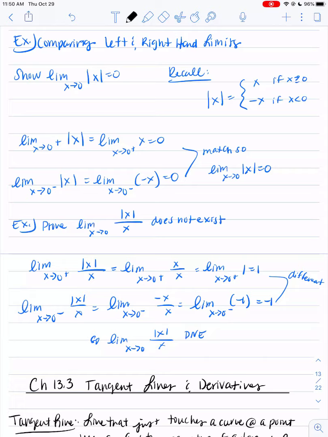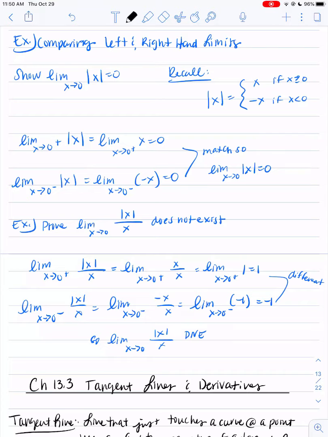Okay, a way to tell if a limit exists: in the previous section we said if the right and left hand limits don't agree, then the limit doesn't exist. So let's compare left and right hand limits to see if the limit exists in these cases. I have shown that the limit as x approaches 0 of the absolute value of x equals 0. Recall that the absolute value of x equals x if x is greater than or equal to 0, and it's equal to negative x if x is less than 0.